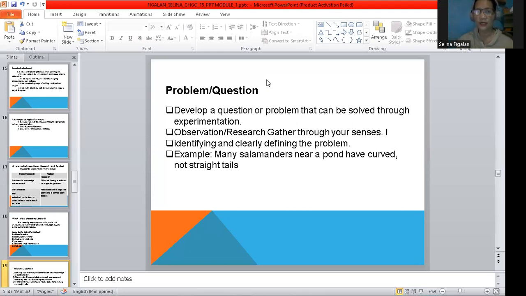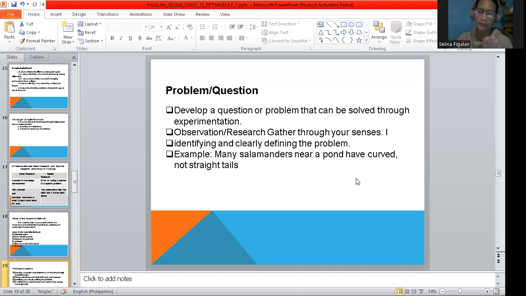And based on this example, the problem or the question here is that many salamanders near a pond have curved, not straight tails. Ano daw yun? Yung kanyang problem is that mas marami, kasi dalawa ang klase ng buntot daw ng salamanders. Di ba? Isang curve at saka isang straight. Kaya nga daw nagkakaroon ng curve ang salamanders. Parang siyang lizard, di ba?